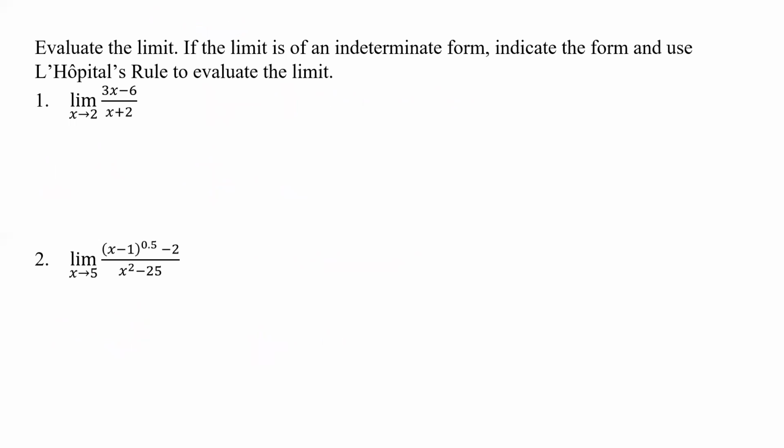Now let's go ahead and do some more. Here we're supposed to evaluate the limit. If the limit is of an indeterminate form, indicate the form and then use L'Hopital's rule to evaluate. Our first thing is to always test and see if we can plug in 2. So 3 times 2 minus 6 over 2 plus 2. Well, that's 6 minus 6, which is 0, over 4. So 0 over 4 is not 0 over 0 or infinity over infinity or 0 times infinity. So it's not indeterminate. That's just 0, and that's going to be our limit.